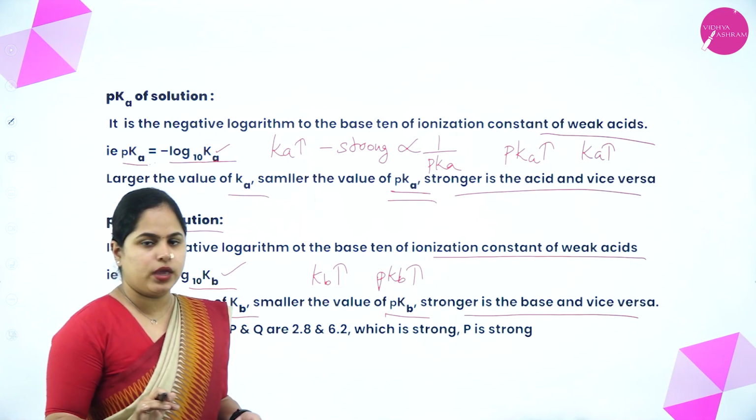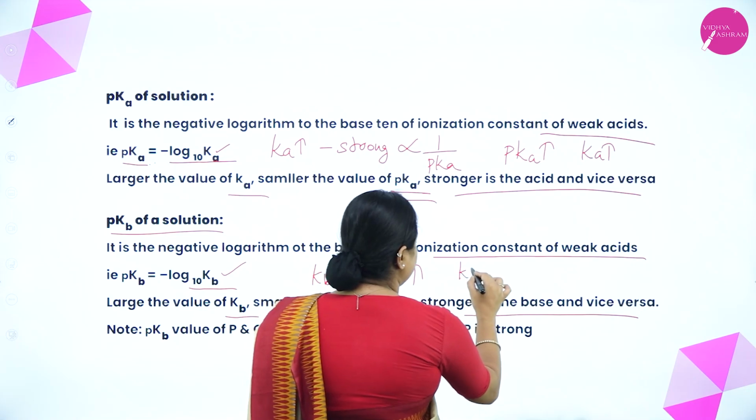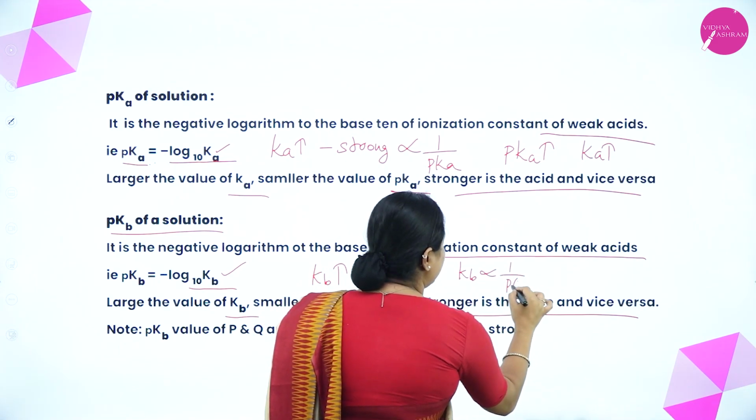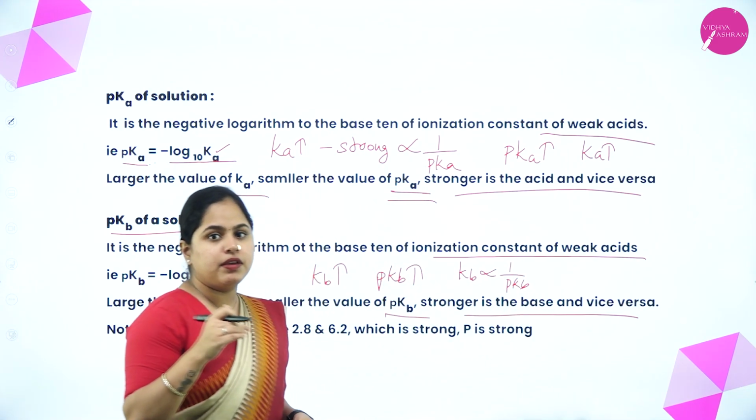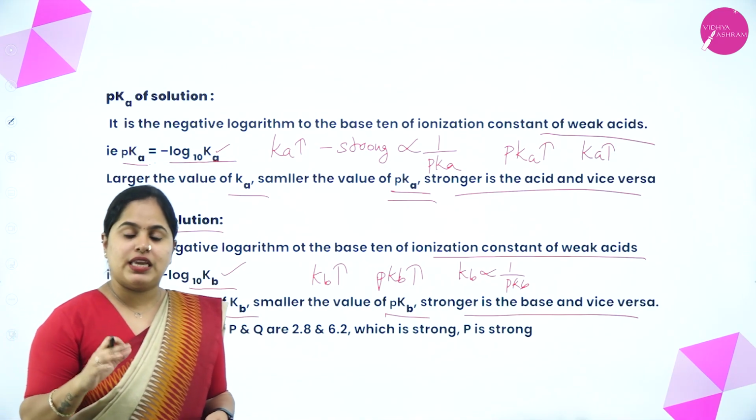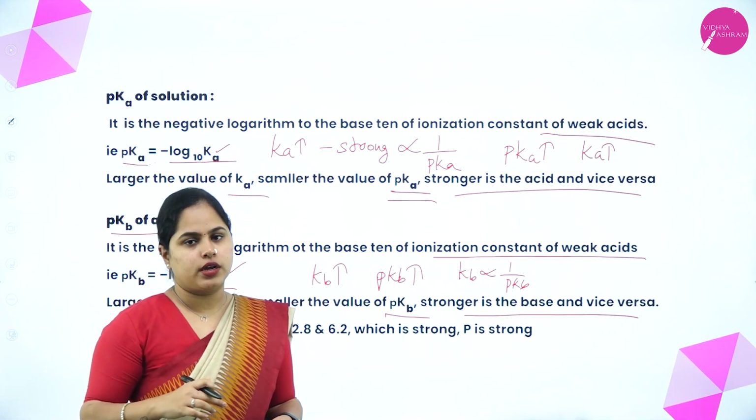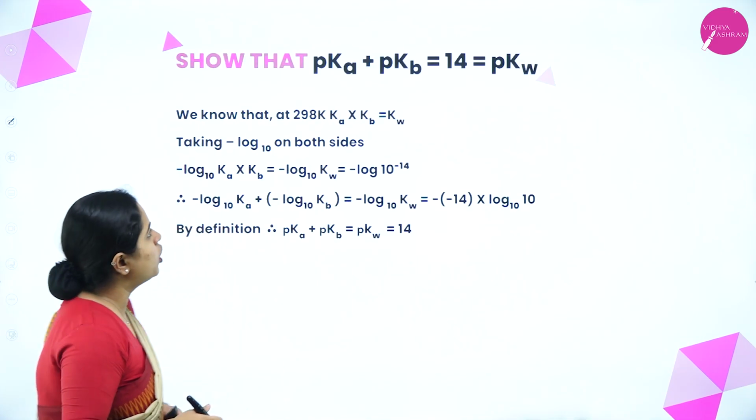It's a weak base. So we can say that they are inversely proportional. When pKb is really high, Kb will be small. So when Kb is higher, your base will be stronger. So I hope it is clear. Now moving on to the next one.